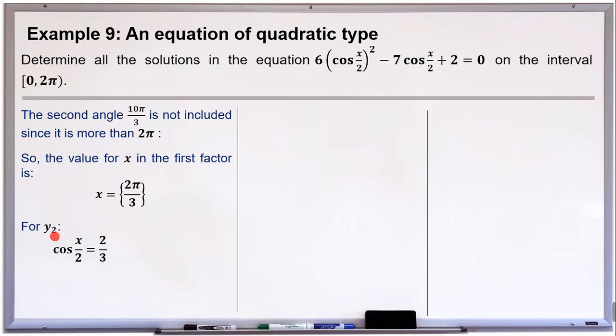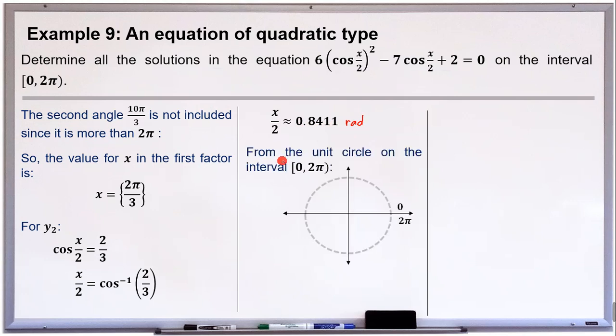Next, for the second factor, or for the second value of y, you have cosine x over 2 is equal to 2/3. Taking the inverse cosine of 2/3, our x over 2 is roughly equal to 0.8411. By the way, this is not in degrees but in radians. Now, we all know that there are lots of values of our angle here, not only 0.8411 radians.